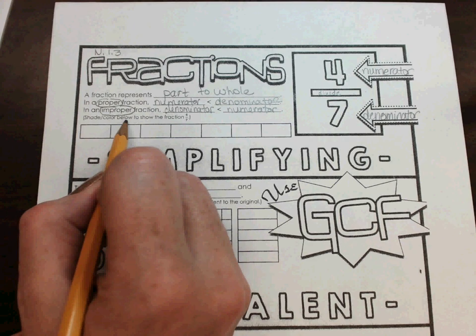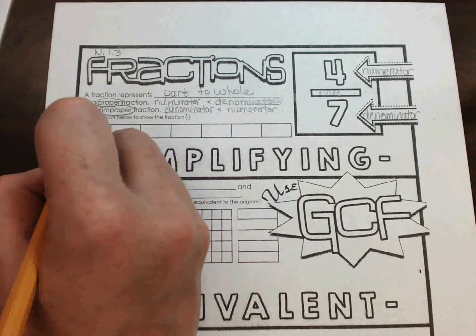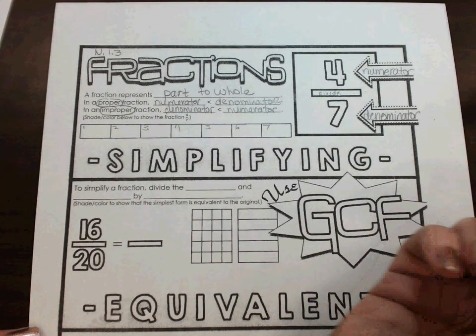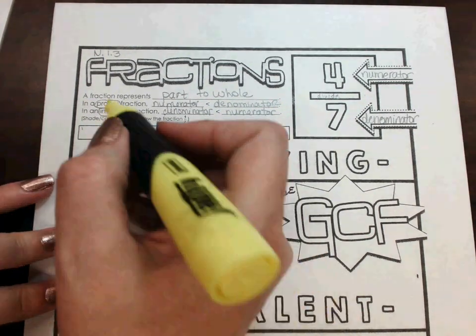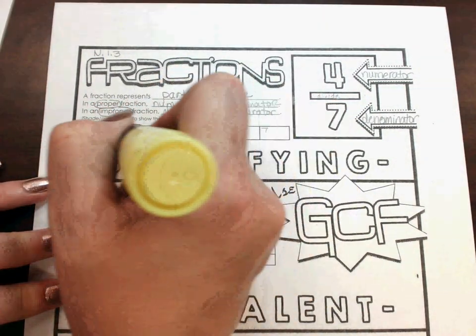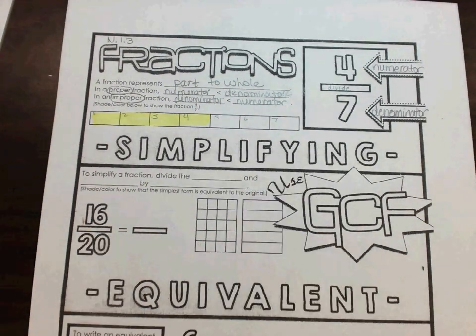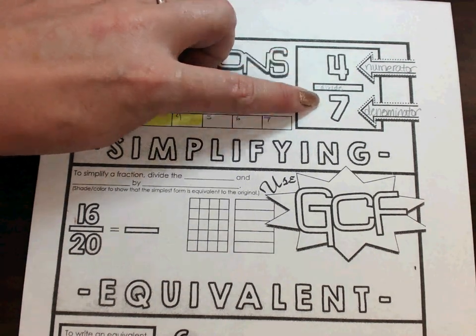Here in the bottom it says that we should shade or color below to show the fraction 4/7. Well, as you can see, we have 1, 2, 3, 4, 5, 6, 7 boxes. And if we're going to shade to show 4/7, that simply means that we would shade 4 out of the 7 boxes. So we can see that it clearly means a little more than a half. So a basic fraction is part over the whole, a part of 4 out of 7.